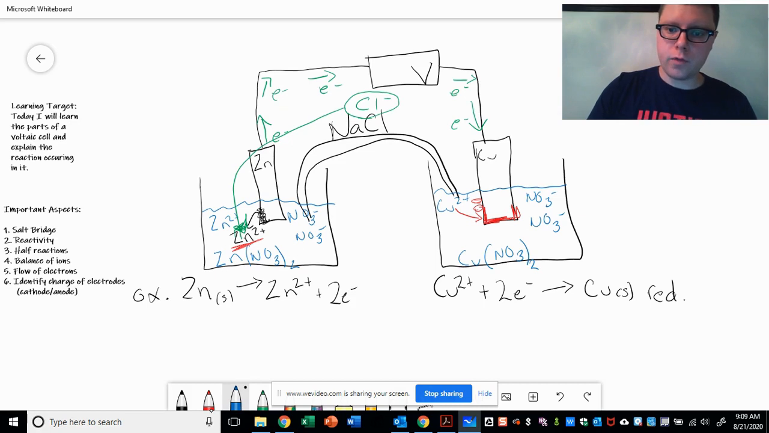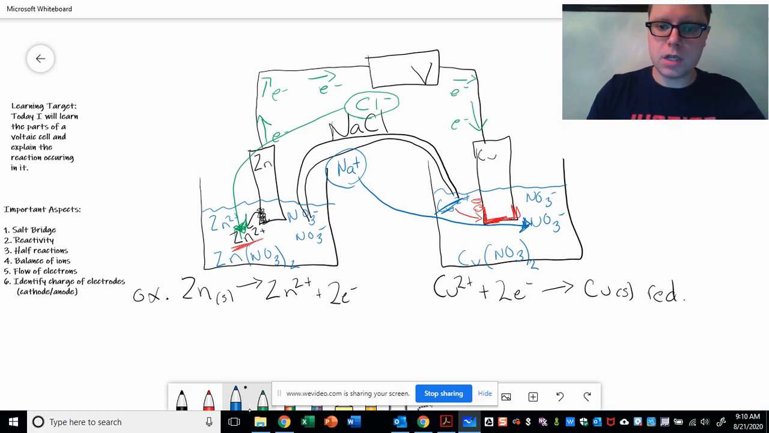Over here, your copper is disappearing. So we have all these leftover nitrates that need a partner. Well, sodium forms an Na plus, and that can be a nice partner for all these nitrate ions. So now you have your balancing of charges. That's the purpose of the salt bridge. It allows a flow of your ions, doesn't allow a flow of electrons. It allows a flow of ions between your two half cells.